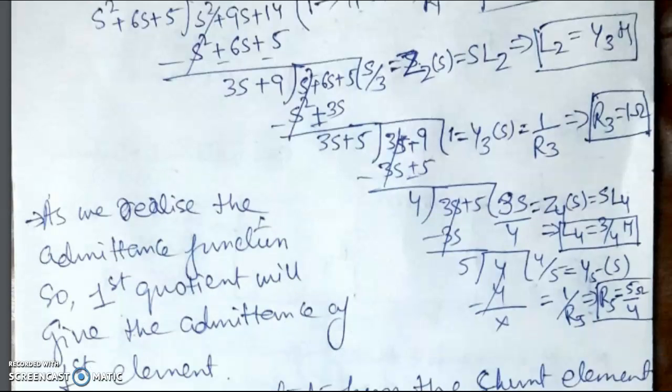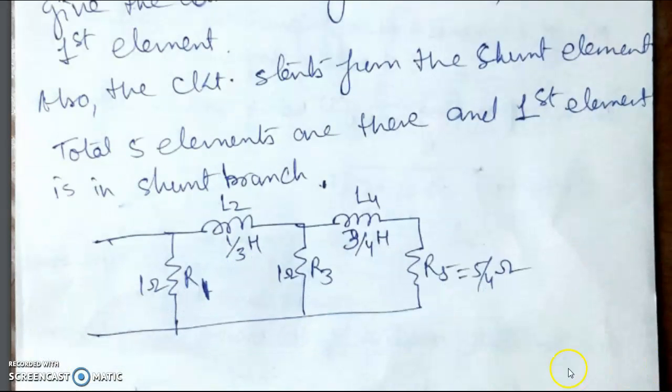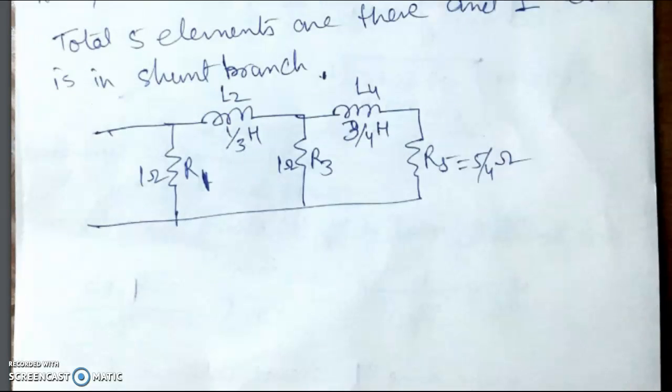And the last element is a resistor. The last quotient will give the admittance of the element connected in the fifth branch. The fifth branch element is connected in shunt, which is equal to 1/R5. So R5 is equal to 5/4 ohm. When we put these values here, the circuit will be like this. This is the Cauer 1 form of the given RL function. Because we cannot realize the impedance function, we are realizing the admittance function.